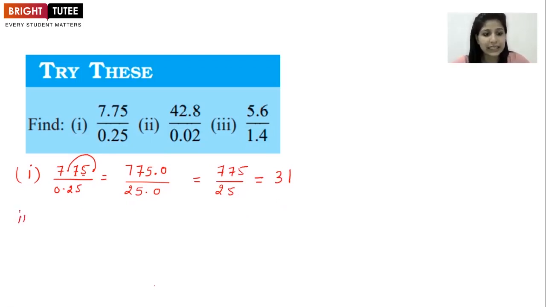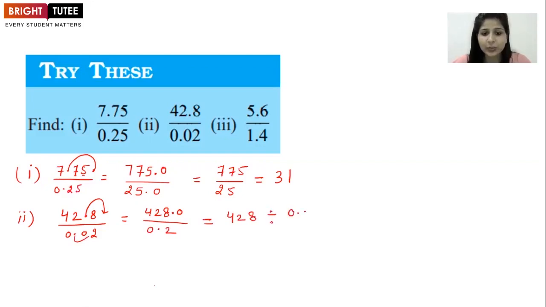Now in the second part, as you can see, it is 42.8 divided by 0.02. Now, can we convert them to whole numbers? Yes, by shifting this by one place, it will be 428.0, that is nothing but 428 divided by, shifting this by one place, 0.2. So actually we have 428 divided by 0.2.